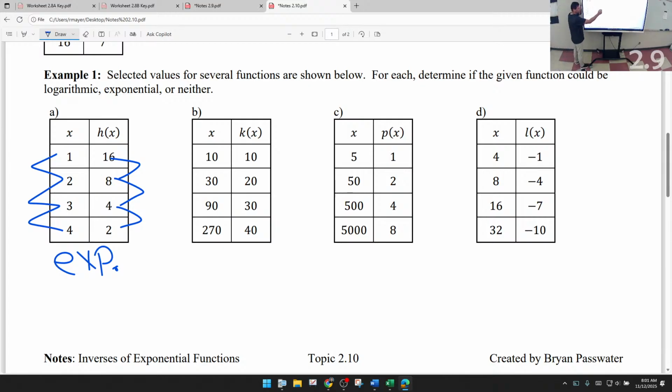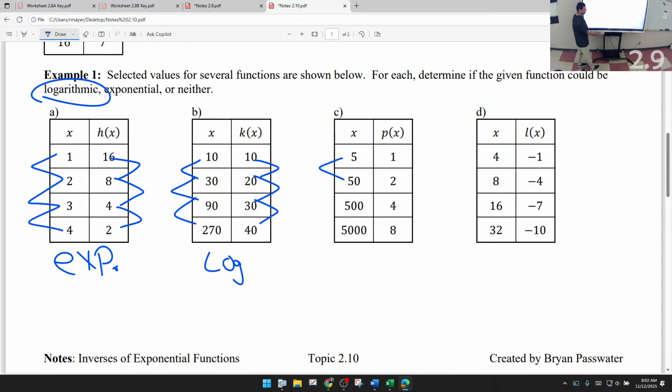B, 10 to 30, 30 to 90, 90 to 270. They're being multiplied, whereas this is going from 10 to 20, 20 to 30, and 30 to 40. That's common. This is logarithmic. It's written right here. Don't write it like I did. You can on your homework, but on a test I would not write log. Don't write exp. Write exponential. Homework, I don't care.